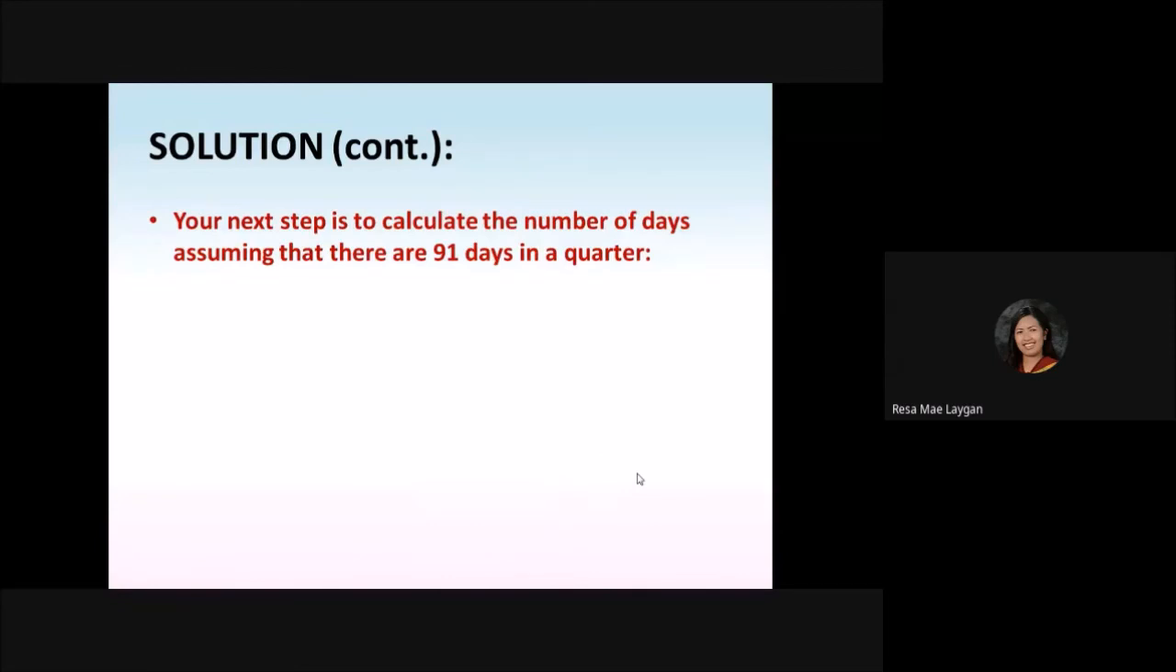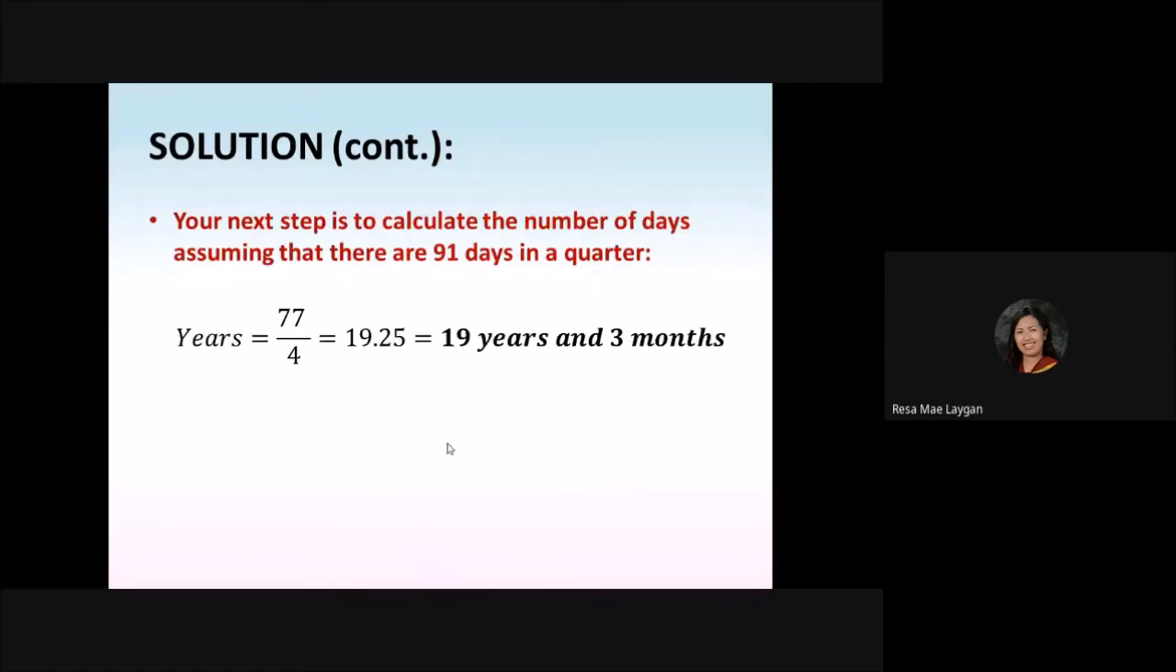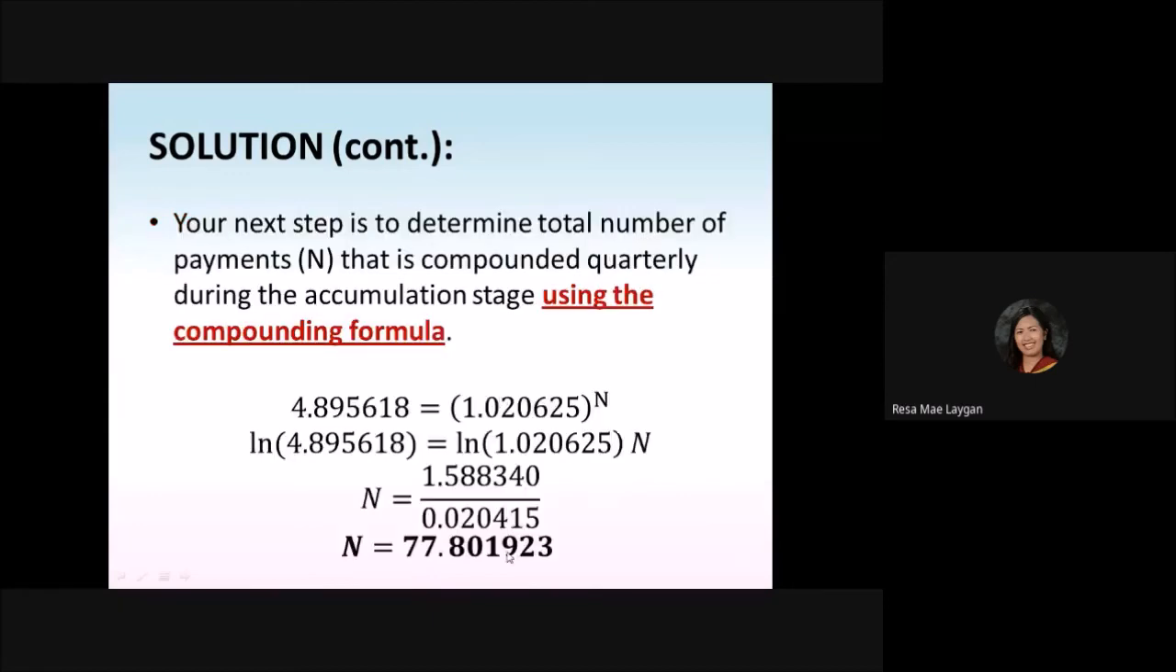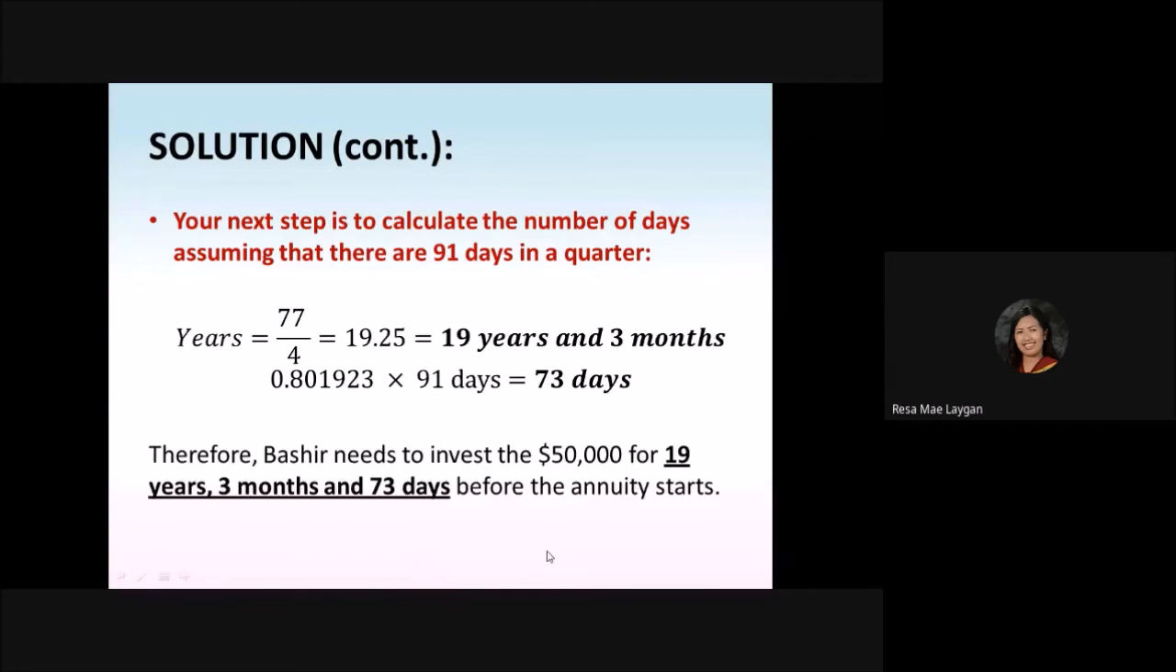So your next step is to calculate the number of days, assuming that there are 91 days in a quarter. So in years, you simply divide 77 by 4 because you obtain 77.801923. Then you have 19.25 or 19 years and 3 months. Then the 0.81923, you multiply it by 91 days, and you will get 73 days. So therefore, Bashir needs to invest the $50,000 for 19 years, 3 months, and 73 days before the annuity starts.